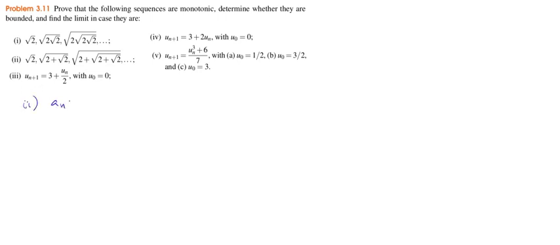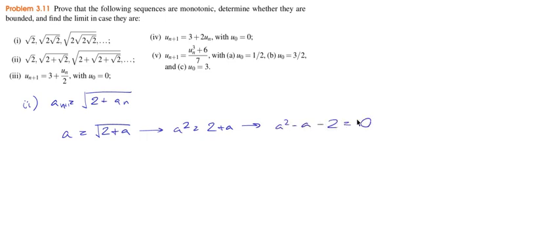Now a sub n is square root of 2 and then square root of 2 plus the square root of 2. So it's square root of 2 plus the previous term, right? So it's square root of 2 plus a sub n. Sorry, and this is a sub n plus 1. Okay, so just like before, assume that this has a limit. So we take limits in both sides. So we have a is the square root of 2 plus a. Now we square both sides. A squared is 2 plus a. And then this is a squared minus a minus 2 equals 0.